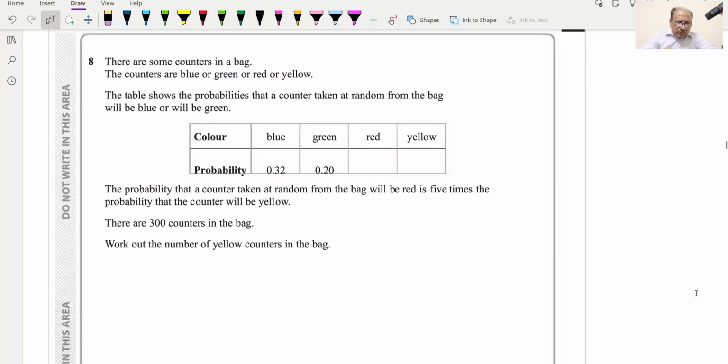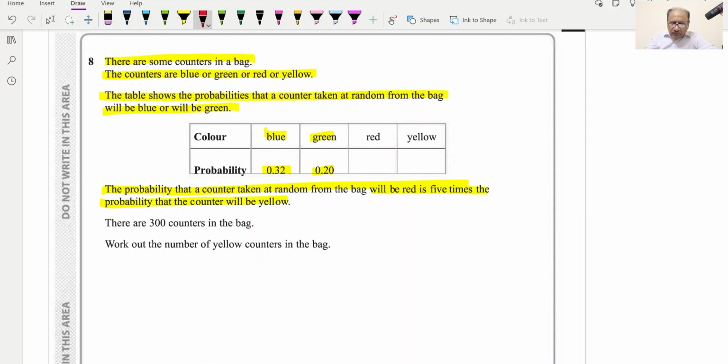Question number 8. Question 8 says there are some counters in a bag. The counters are blue or green or red or yellow. The table shows the probabilities that a counter taken at random from the bag will be blue or will be green. So for blue and green they have provided the probabilities. The probability that a counter taken at random from the bag will be red is 5 times the probability that the counter will be yellow.